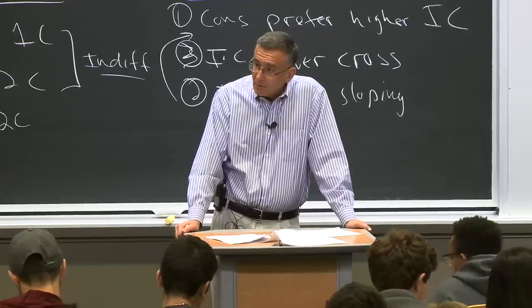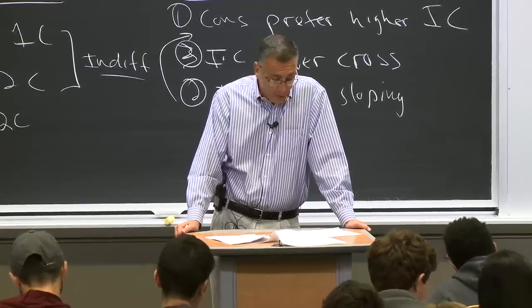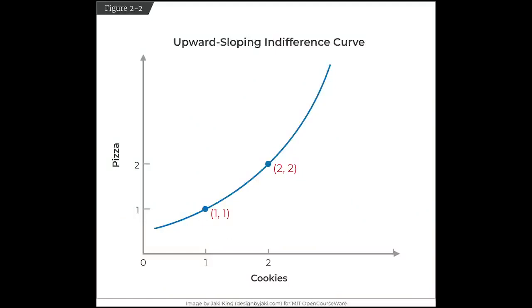That violates non-satiation. Exactly. So basically, on this curve, you're indifferent between one of each and two of each. You can't be indifferent. Two of each has got to be better than one of each. So an upward sloping indifference curve would violate non-satiation. So that's the second property of indifference curves.